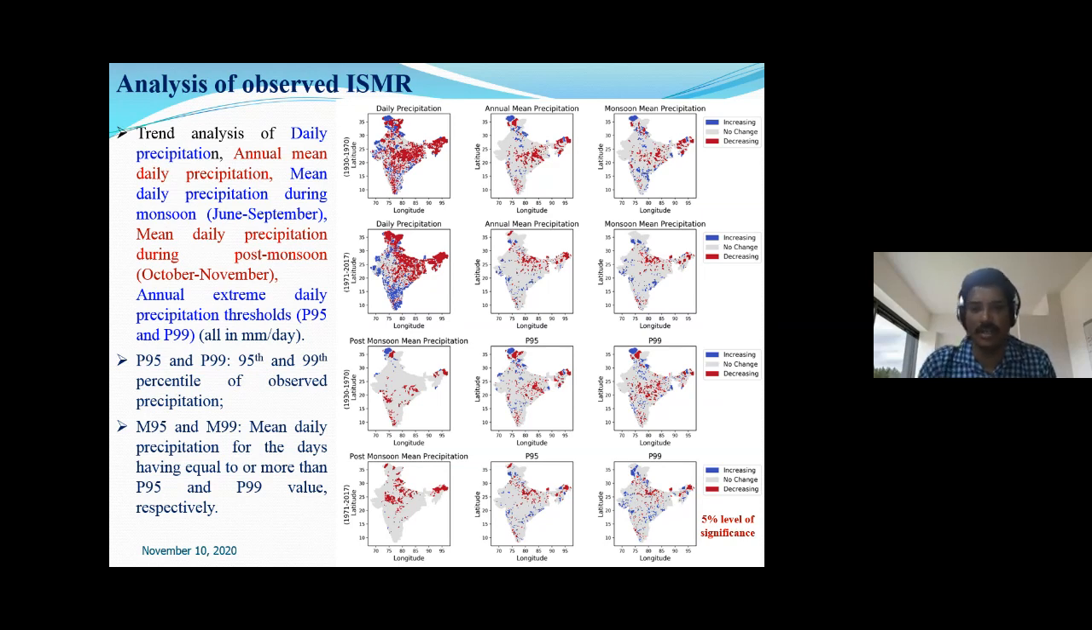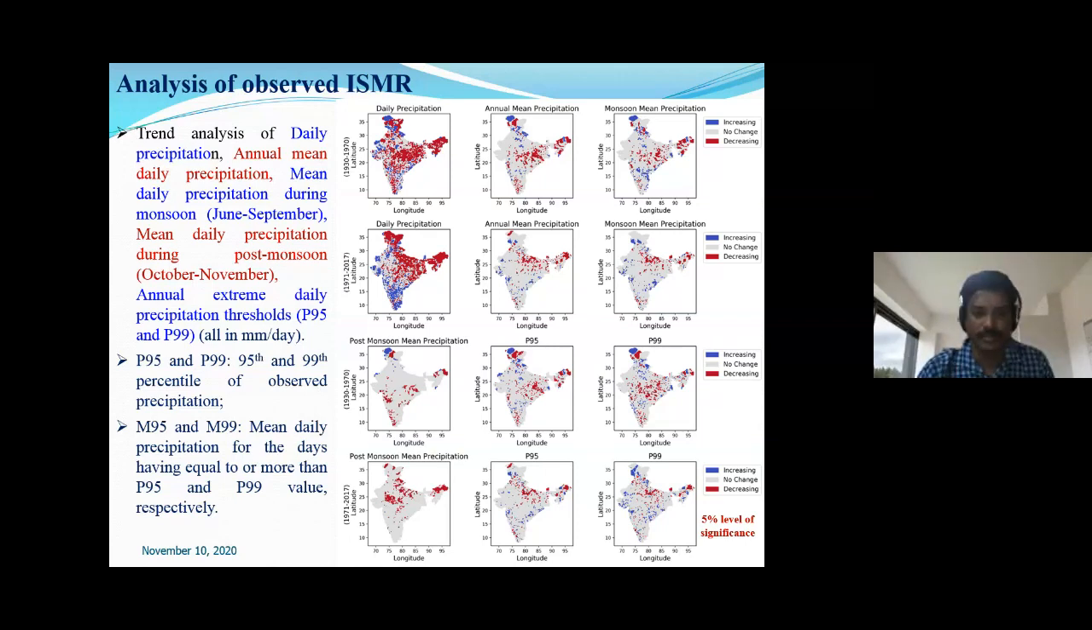So what we have seen: the top row is from 1930 to 1970, and the bottom one is 1971 to 2017, the recent one. So there is a change between the northern part and the southern part. Of course, these changes are staggered. That division has been shown here. So there are some changes between the northern and the southern part.